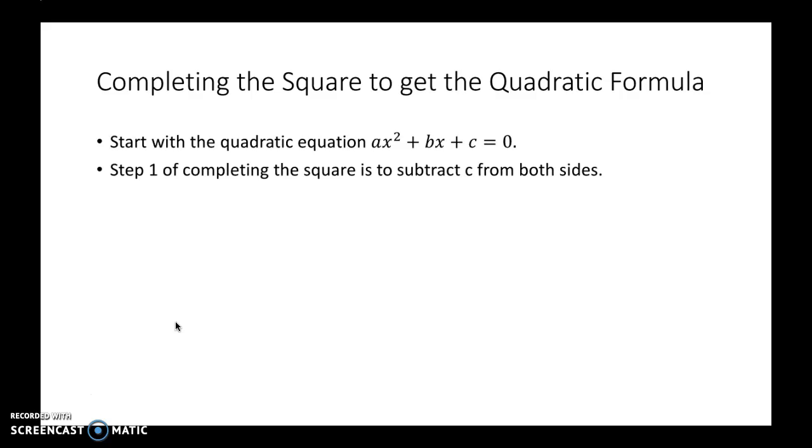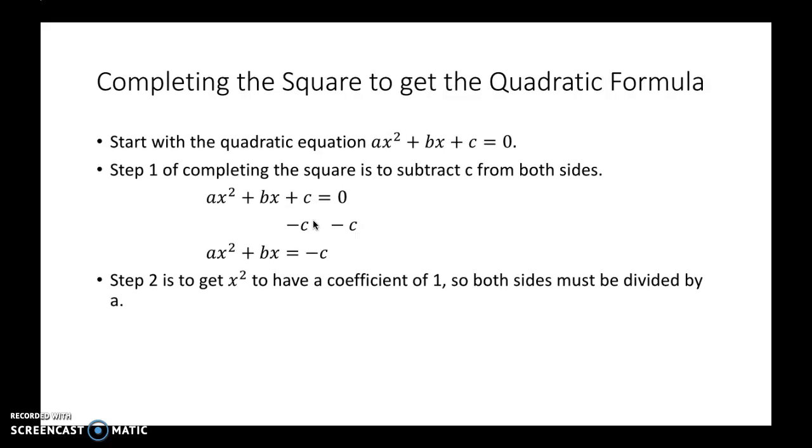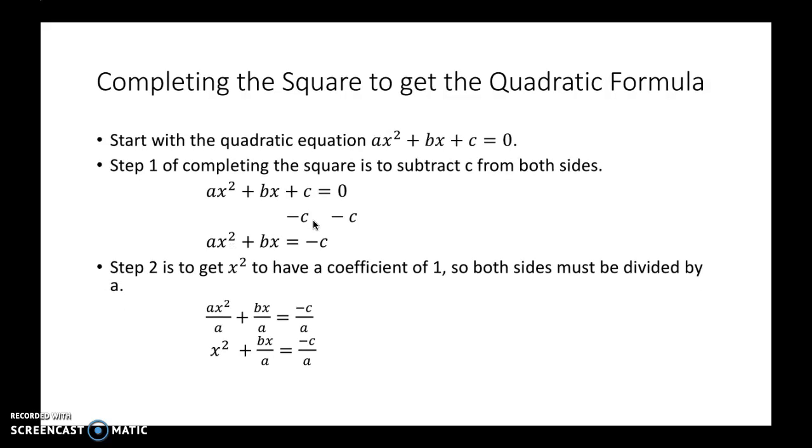So first you want to start out with the regular quadratic equation form, ax squared plus bx plus c equals 0. The first thing you want to do is subtract c from both sides, so it's ax squared plus bx equals negative c. Then the next thing to do is get x squared to have the coefficient of 1 so that x squared is by itself. To do this, we divide both sides by a. By doing this, we get x squared plus bx over a equals negative c over a.